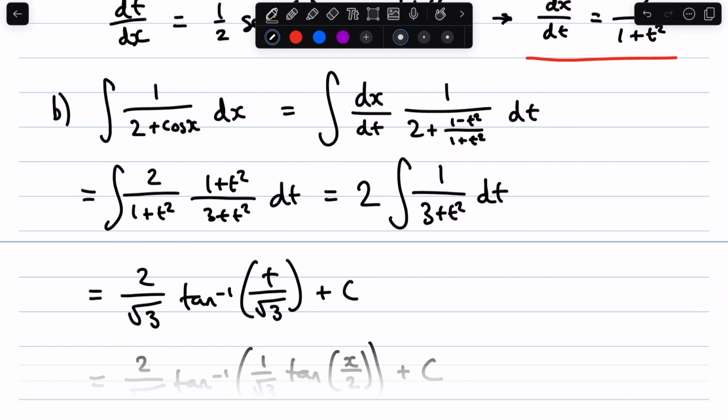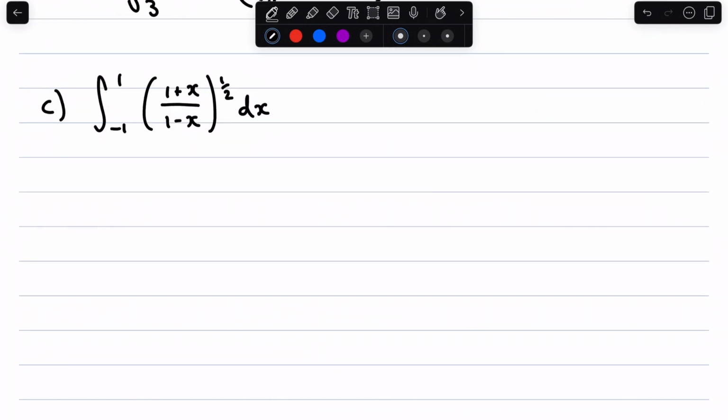plus c. So for this example, we're integrating between minus 1 and 1 of 1 plus x over 1 minus x, all square rooted. And a good strategy in general is to consider doing something about the square root. In this example, we could substitute in x equals 1 minus 2u squared, and that will mean that dx equals minus 4u du.